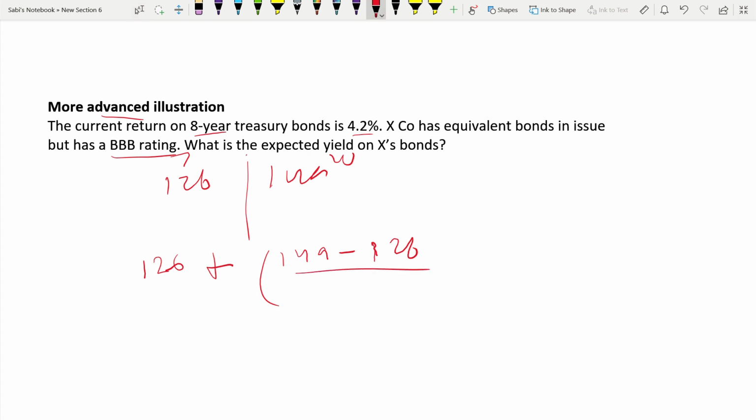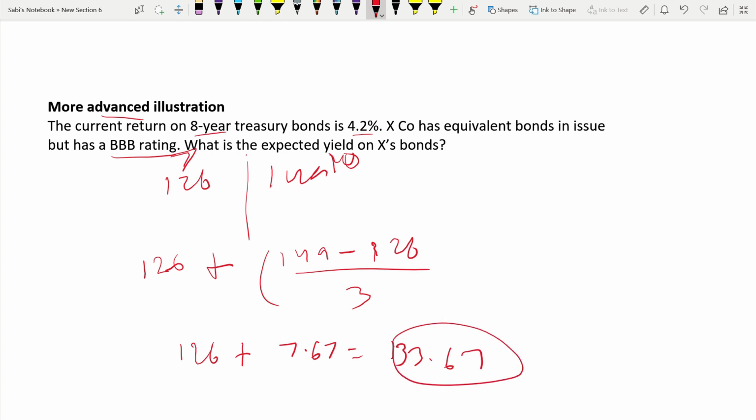Divide by what? Divide by 3. Why? Because 10-year minus 7-year, the difference is 3 years, no? So you add 126 plus 7.67, which will give you 133.67. So this is the rating, credit spread.